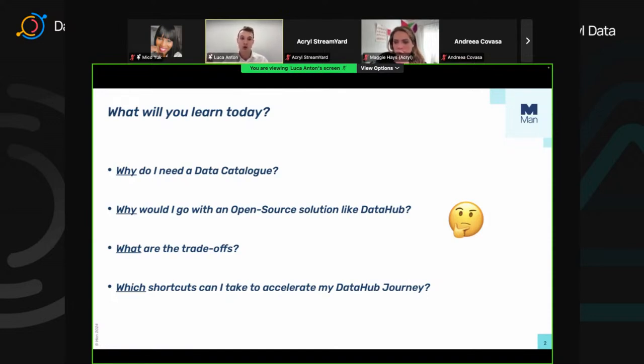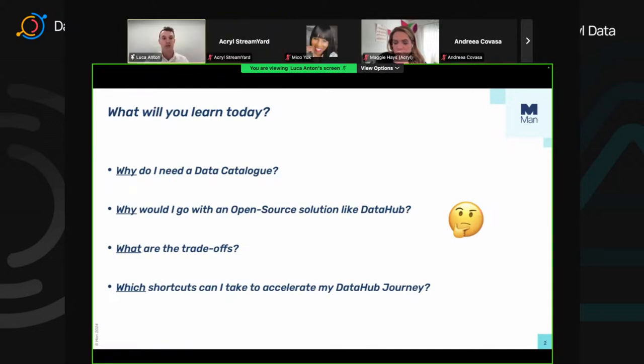Should you buy one? Or maybe you should consider a third option, so using an open source solution like DataHub. What are the trade-offs between those different options? And then, assuming you end up going with DataHub, what sort of shortcuts can you take to essentially accelerate your journey, or rather, which pitfalls might you avoid to make your life easier?